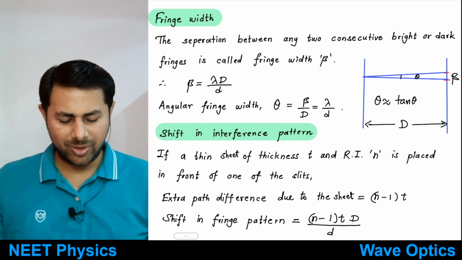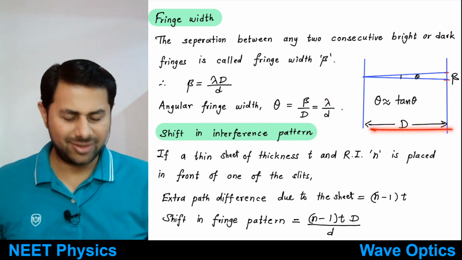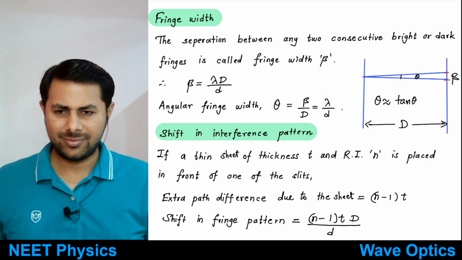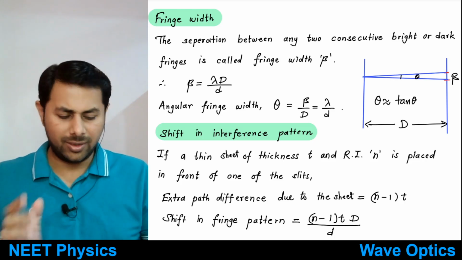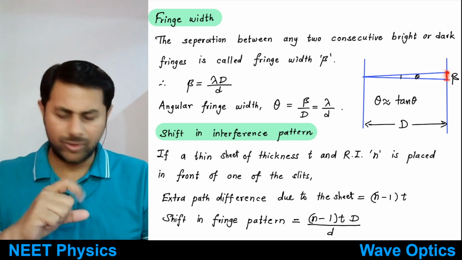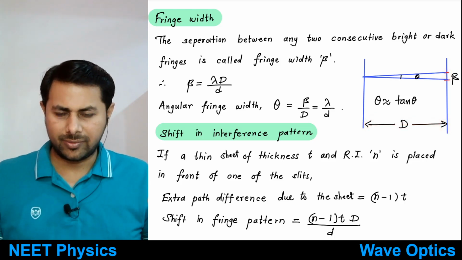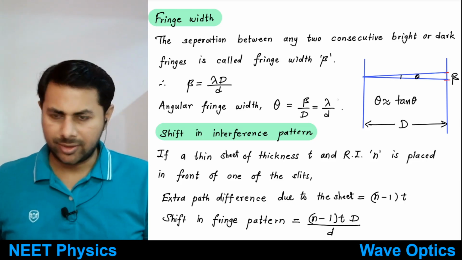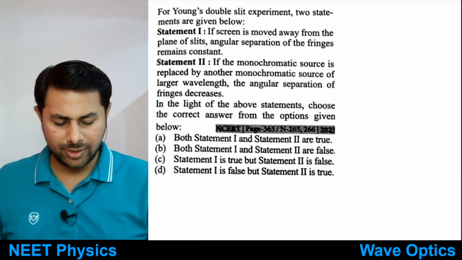See, the formula for angular separation is lambda divided by small d only. It doesn't depend on capital D. What happens if you move the screen away? Then the fringe width will increase, as capital D also increases linearly, but the angular fringe width does not change. It is just lambda divided by small d, right? So this one is correct.